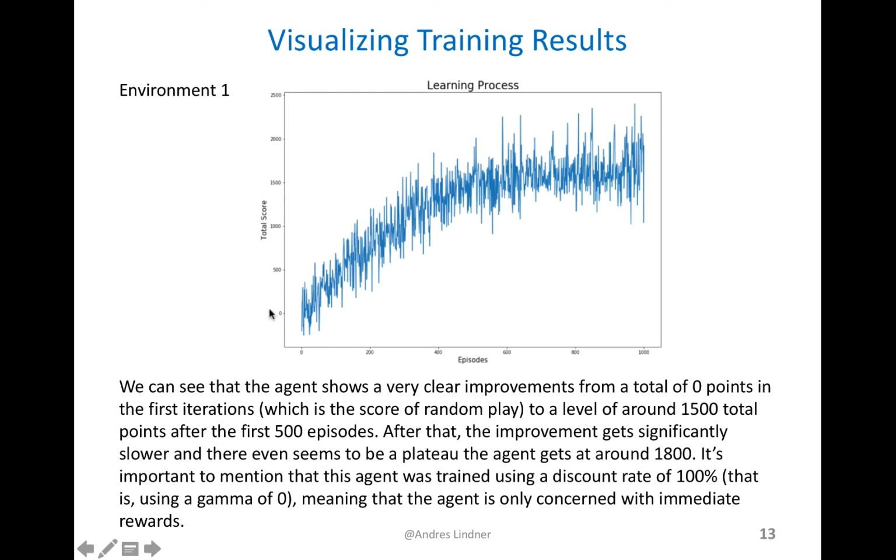So it manages to go from 0, which would be the random play in this case, to a plateau of 1,800, which is pretty impressive, okay. It is still far from the total optimum, which will be, as we said before, 2,800, but it does a pretty good job, I would say.